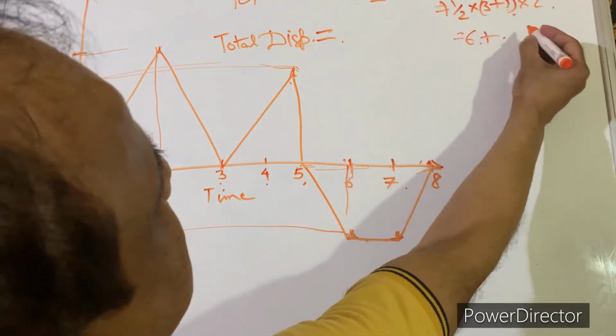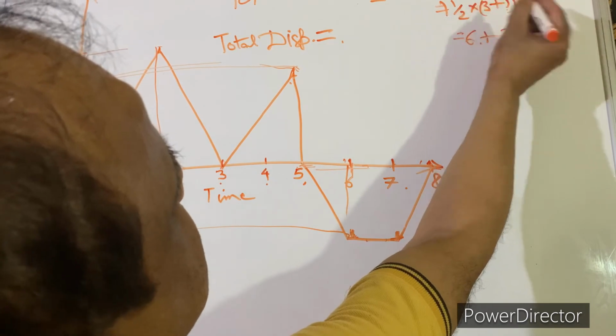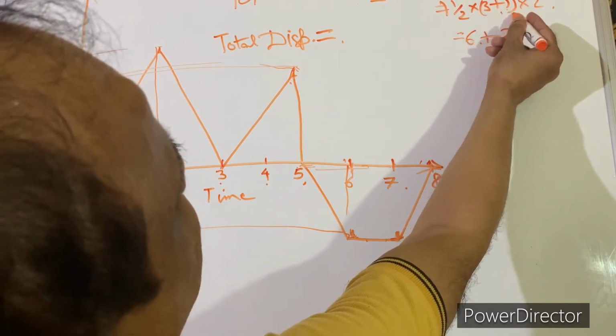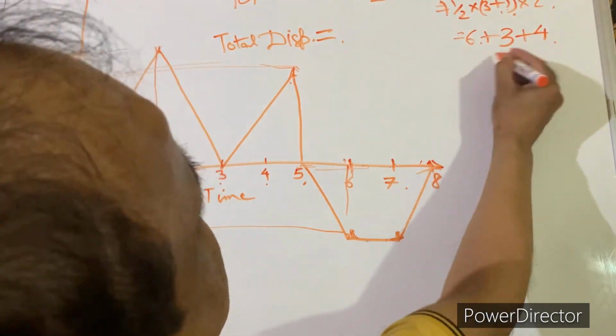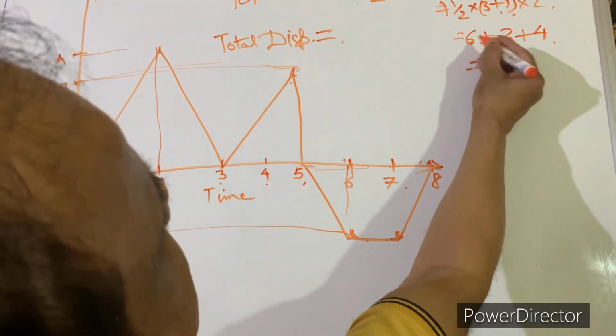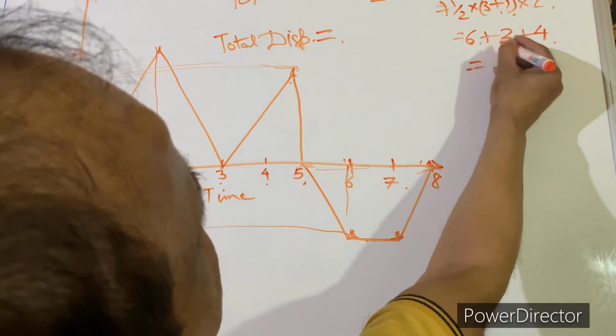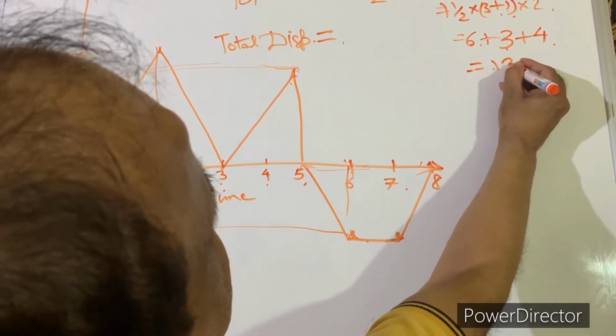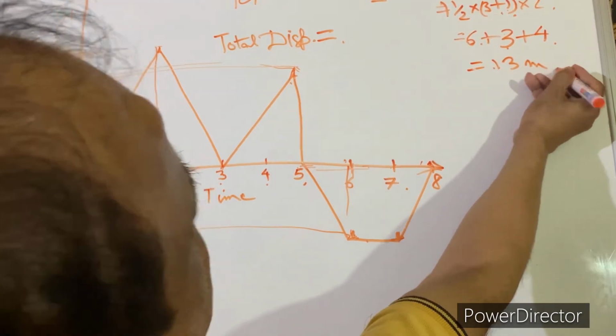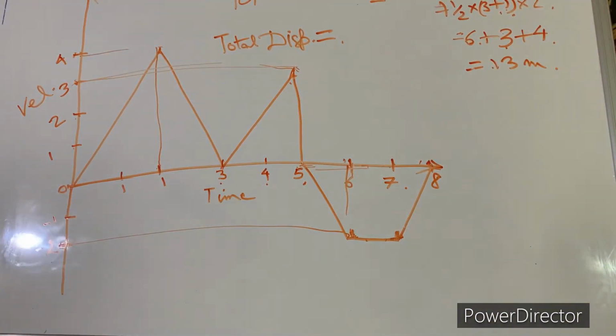Half of 6 is 3. Plus 3 plus 1 is 4, 4 into 2 is 8, half of 8 is 4. Hence, the total distance traveled by the body is equal to 6 plus 3 plus 4, which means it is equal to 13. The total distance traveled by the body is 13 meters.